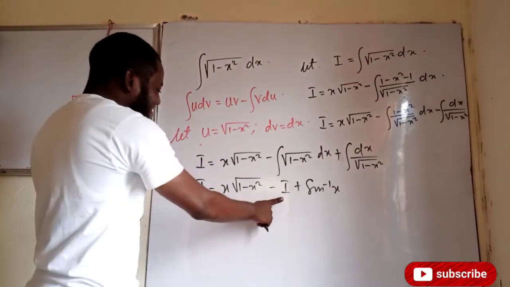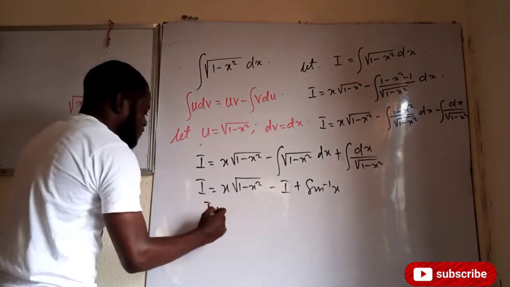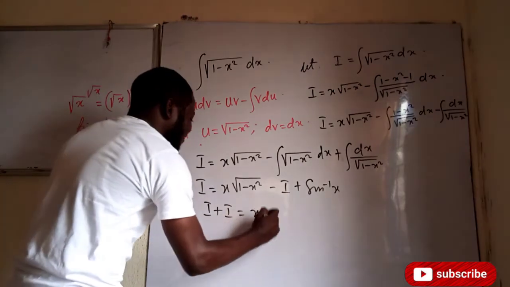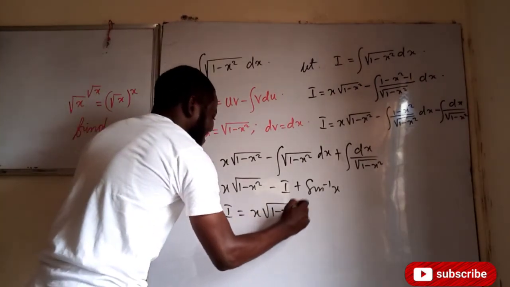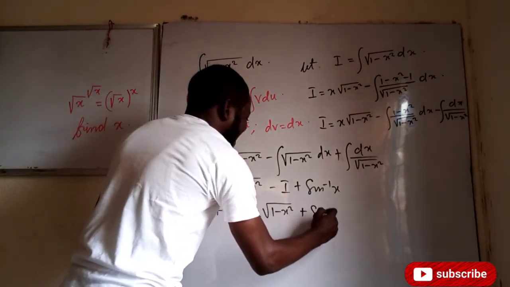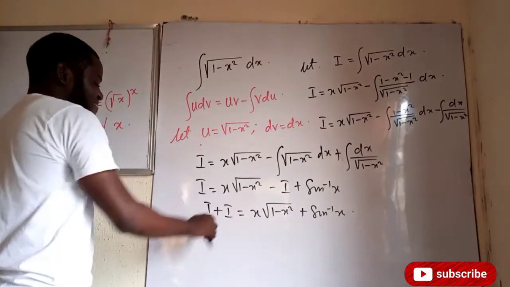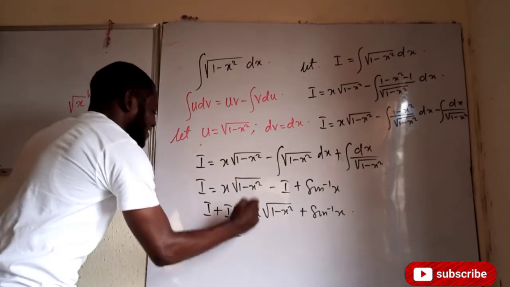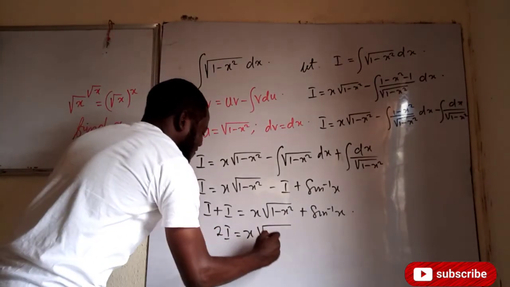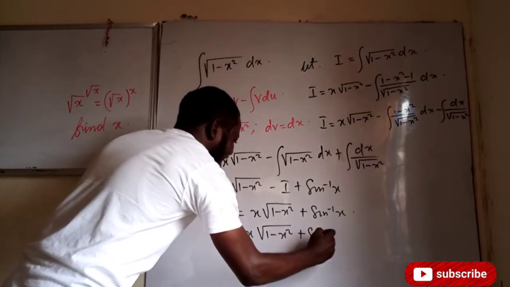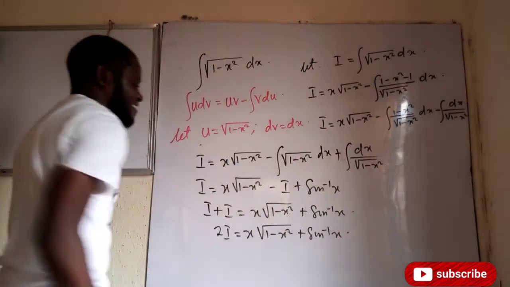Yes. Okay, if I transfer this one to the other side, I will then have I plus I equals this, x root 1 minus x squared. Then I have plus the arc sine of x, like that. Yes. This plus this will give us 2I. Then this 2I equals x root 1 minus x squared plus the arc sine of x, like this.